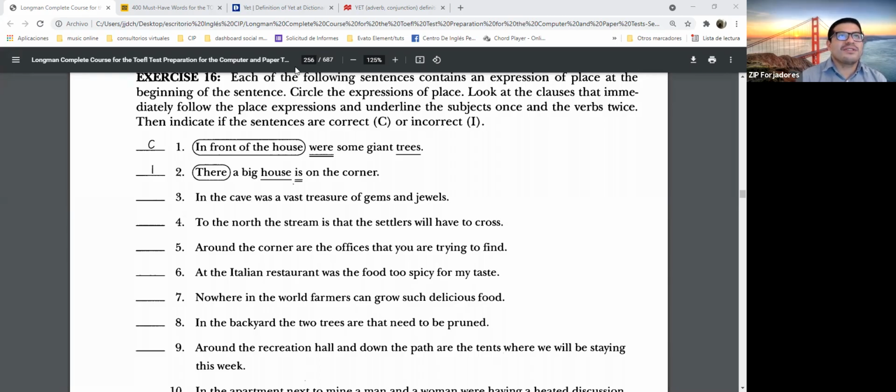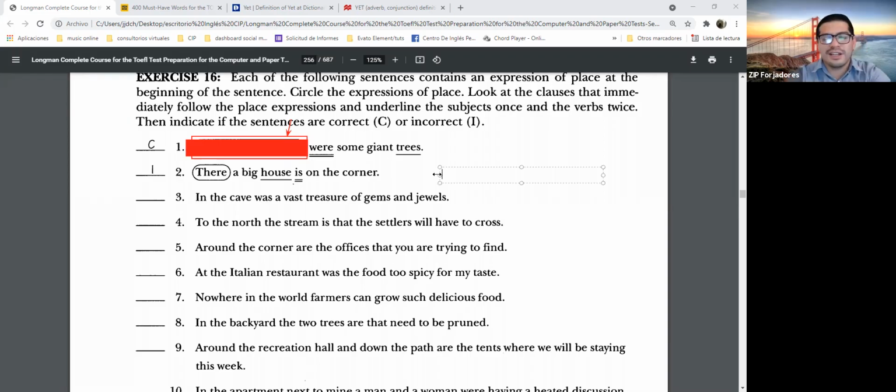Okay, so I am going to start the sentence with a place expression, a place prepositional phrase: in front of the house. This is the preposition, and the house is the object of the preposition. It's a place because we are talking about a house. So it could be inverted only if it's necessary. Imagine that "in front of the house" doesn't exist. "Where some giant trees were" could be like the normal sentence without the inversion.